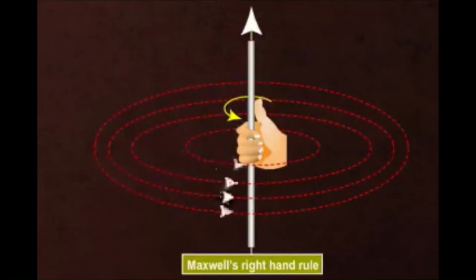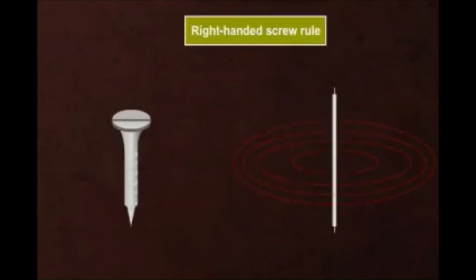There is another version of Maxwell's right-hand rule, and it is known as the right-handed screw rule. What it states is, if the direction of the linear movement of the screw gives the direction of the current, then the direction of the rotation of a right-hand screw represents the direction of the magnetic field. Think about it. It's actually one and the same.